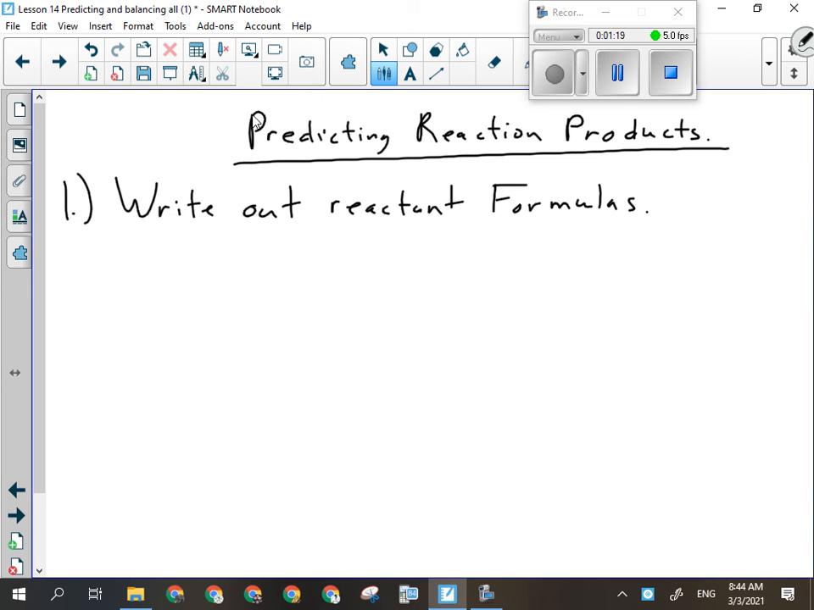Okay, so as an example, that might look like this. If the reaction I was looking at would be, let's say, chlorine reacts with iron 2 oxide. Okay, so that would be my first step. Okay, if I was given that word reaction, chlorine gas reacts with iron 2 oxide solution. Right? I would write out the reactants like that.